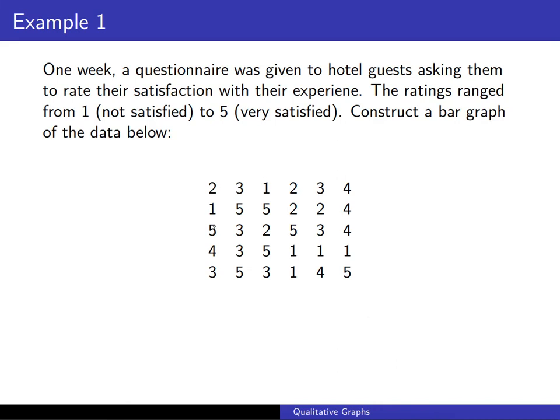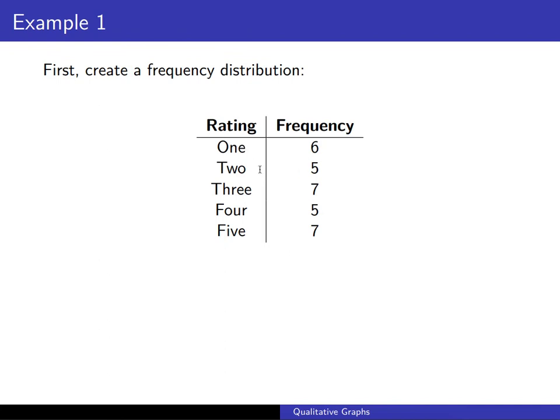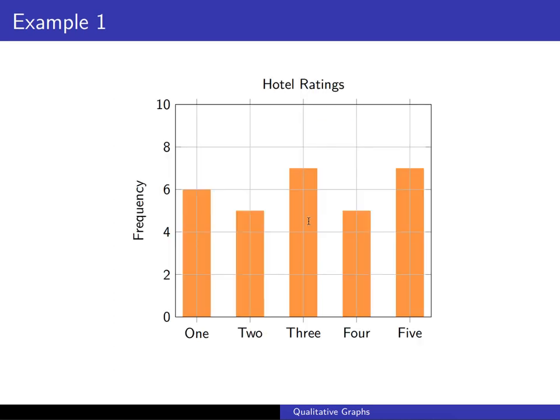First thing we want to do is get a count of how many 1s, 2s, 3s, 4s, and 5s we have in this data set. So we have 30 data values here. We want to get a count on how many times each one of these values occurs. So a 1 occurred 6 times, a 2 occurred 5 times, 3 occurred 7 times, 4 occurred 5 times, and 5 occurred 7 times. So here is our frequency distribution for our hotel ratings.